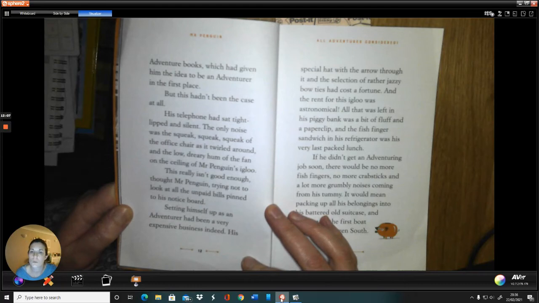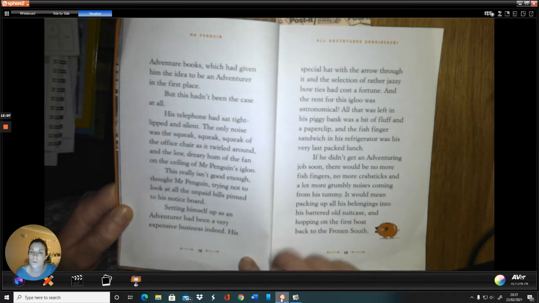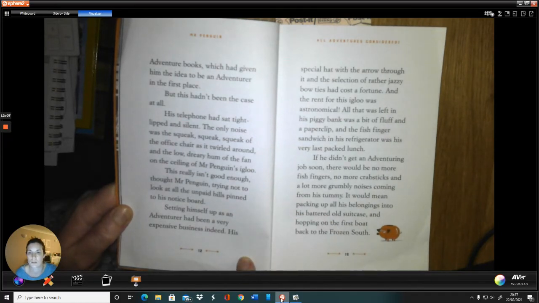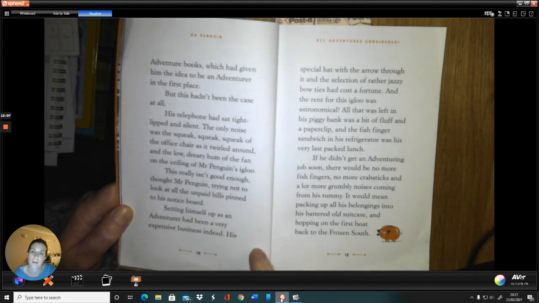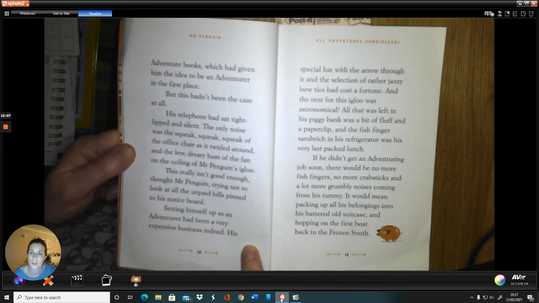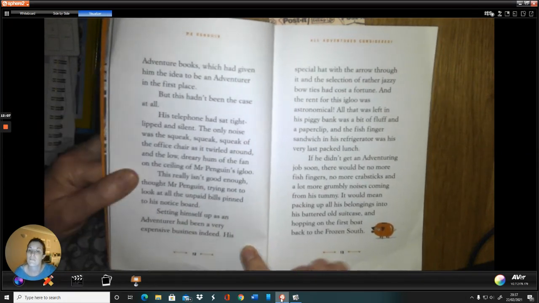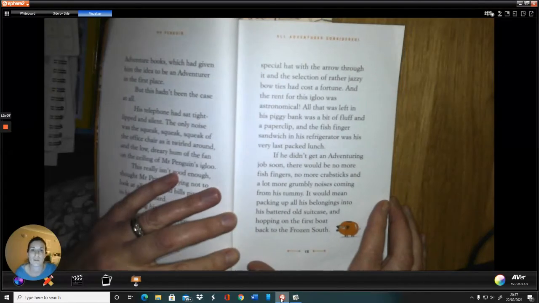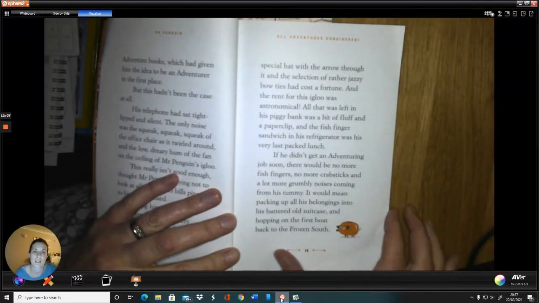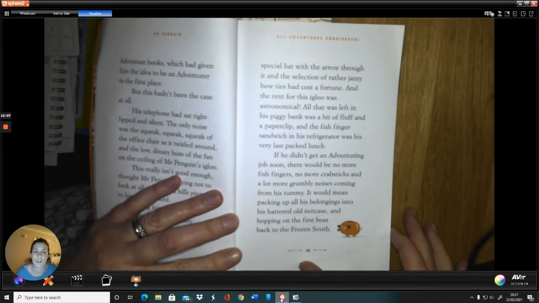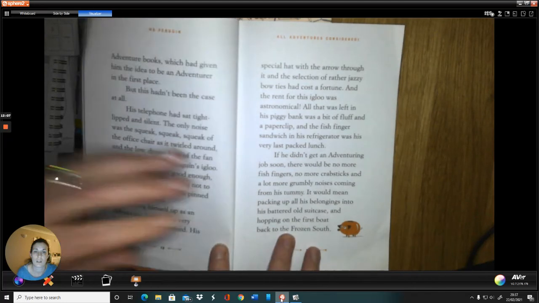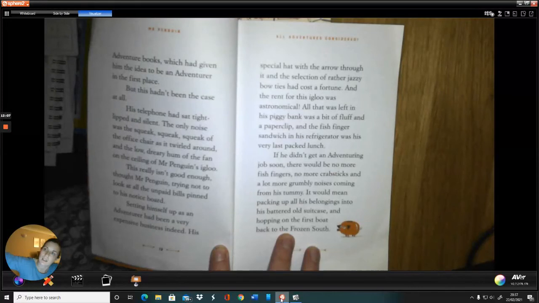The only noise was the squeak, squeak, squeak of the office chair as it twirled around, and the low, dreary hum of the fan on the ceiling of Mr. Penguin's igloo. This really wasn't good enough, thought Mr. Penguin, trying not to look at all the unpaid bills pinned to his notice board. Setting himself up as an adventurer had been a very expensive business indeed. His special hat with the arrow through it and the selection of rather jazzy bow ties had cost a fortune, and the rent for his igloo was astronomical. All that was left in his piggy bank was a bit of fluff and a paper clip.